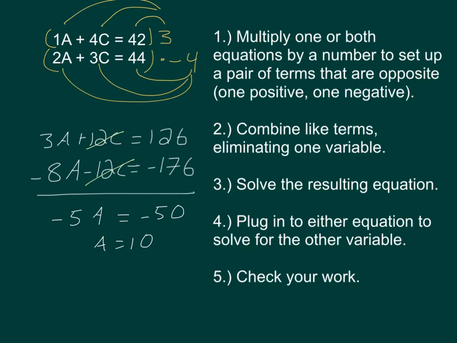Now that I figured out that answer, I'm going to take a equals 10 and plug it back into either one of my original equations to get my answer for c. Plug it into either one, it doesn't matter. I'll plug it into the bottom one. 2a becomes 2 times 10 plus 3c equals 44. 2 times 10 is obviously 20.